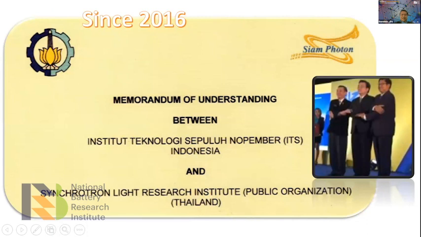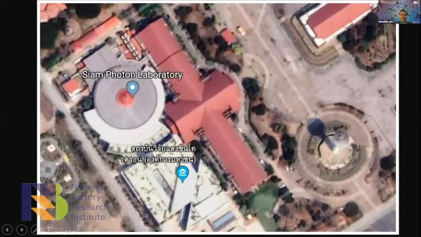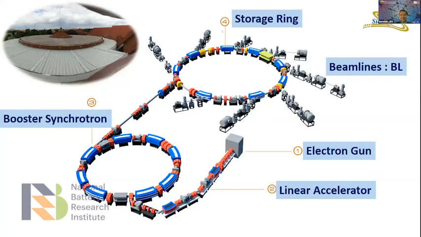Okay, this is our MOU between the ITS and SLRI, the Synchrotron Light Institute in Thailand. Okay, this is the synchrotron located here. Have a look at the aerial photo of the facilities, and inside this building, there is this facility here, and this is the beamline facilities here. There are 8 beamlines, 1, 2, 3, 4, 5, 6, 7, 8.